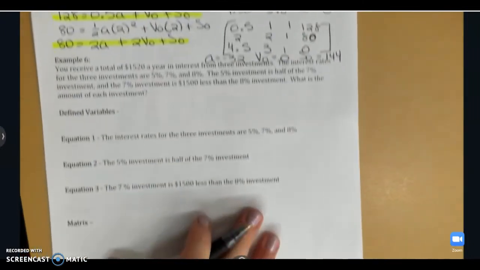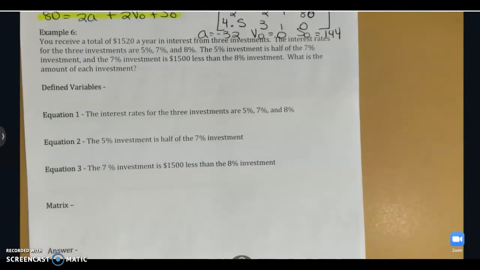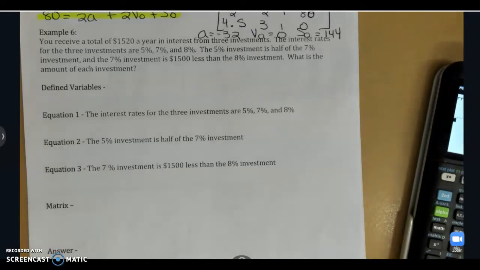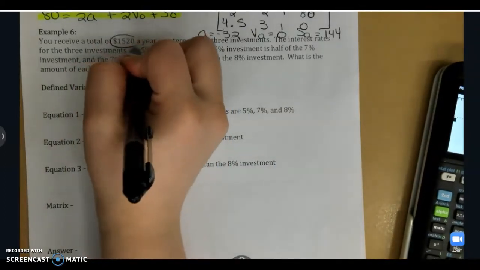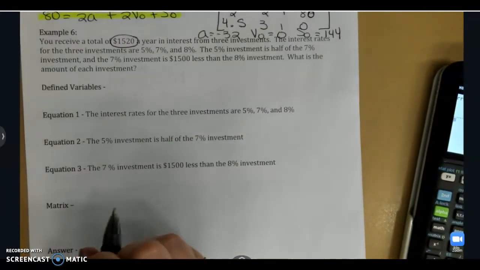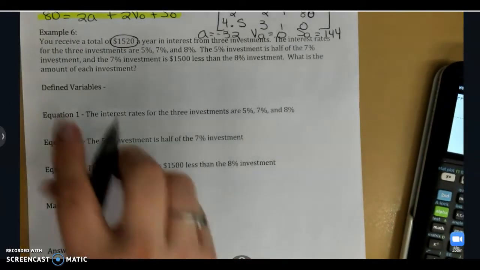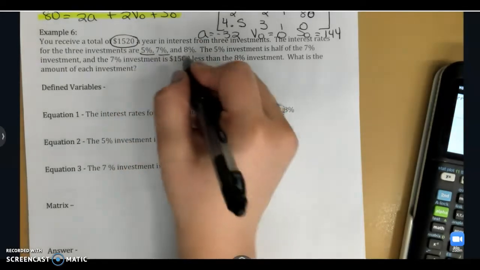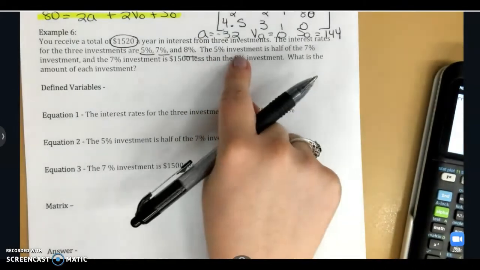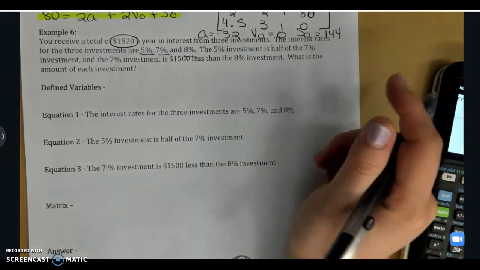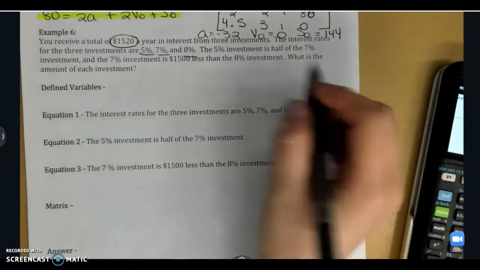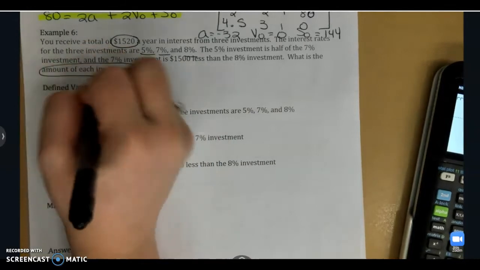Last example, and this is going to be similar to how your homework needs to be done. So we're receiving a total of $1,520 a year from 3 investments. Our investment rates are 5%, 7%, and 8%. The 5% investment is half of the 7%, and the 7% is $1,500 less than the 8%. What is the amount of each investment?